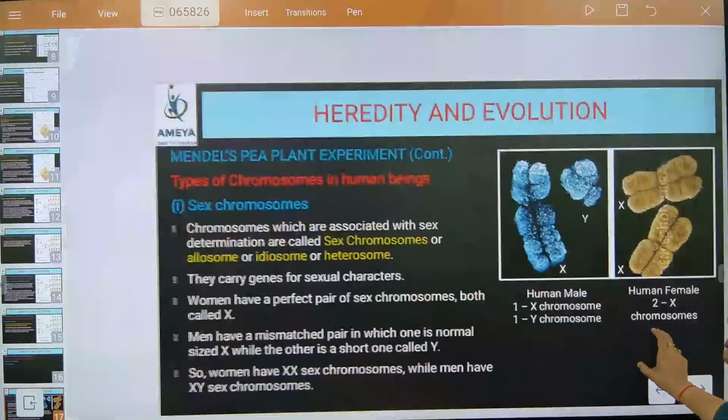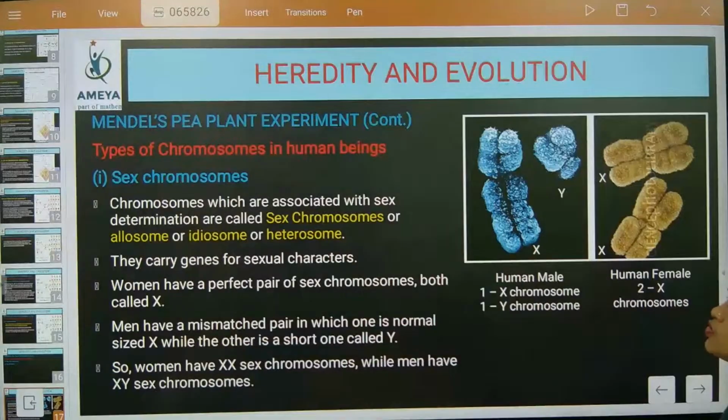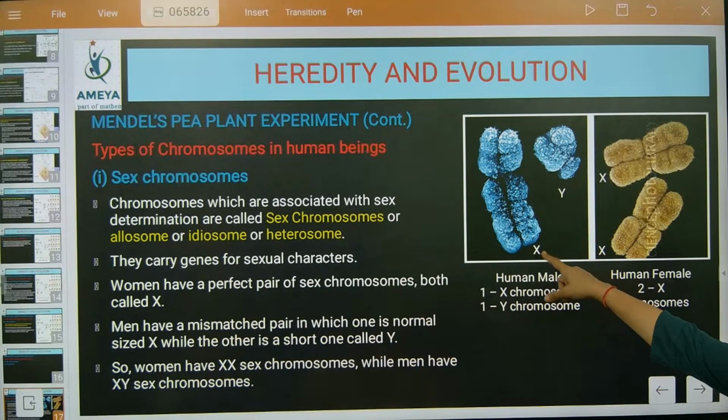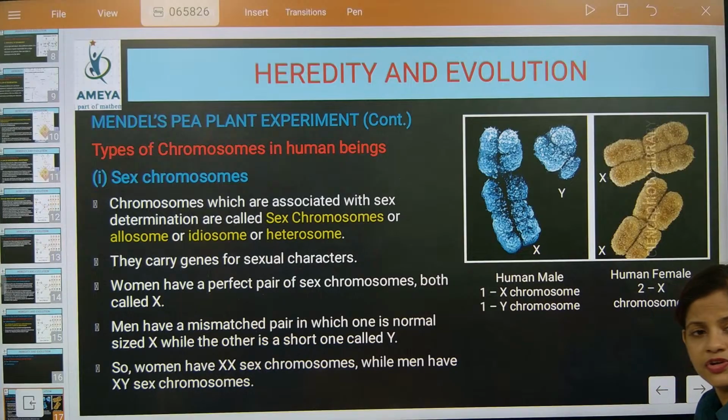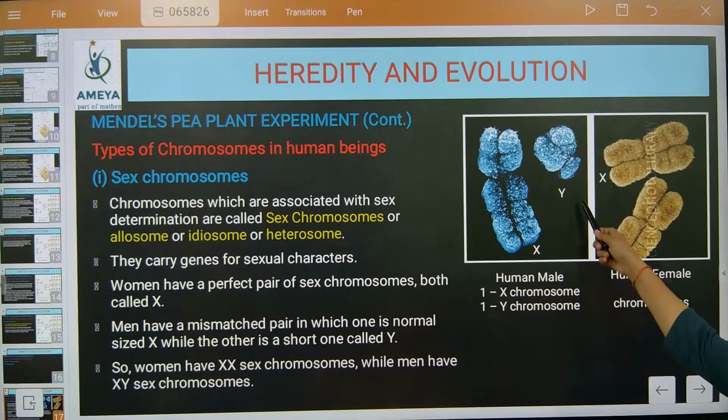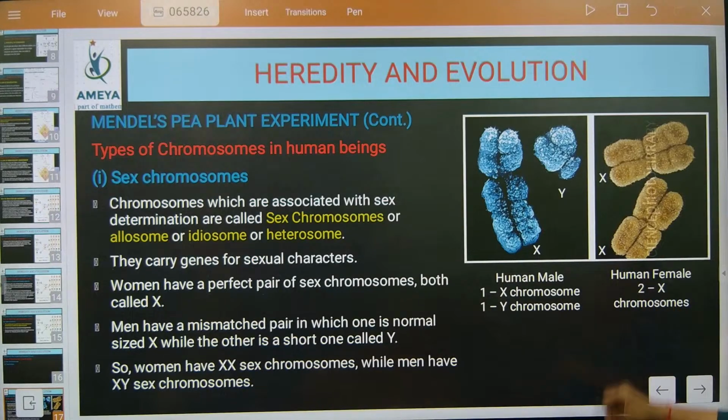Can we see here? The sex chromosomes are also called allosomes, idiosomes or heterosomes. You can see X for female is always the same, but for male it is short. So whose chromosome determines the sex of a child? Male, because Y is present only in male. For female, X will always be there. When XX comes, it will be a human female. When XY comes, it will be a human male. So the female can give only X, and the male can give either X or Y.